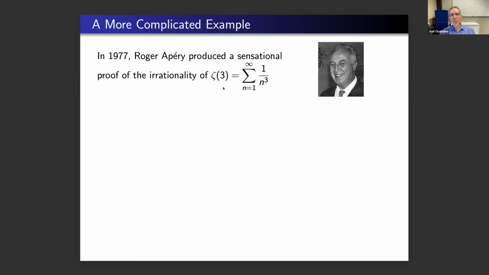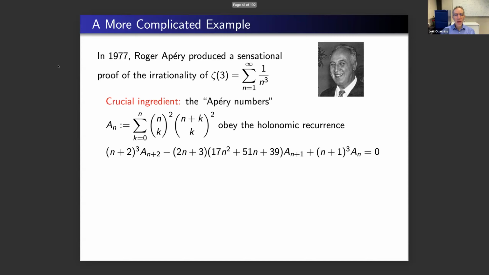Now let's have a look at a slightly more complicated example. About 50 years ago, Roger Apéry produced what was described as a sensational proof of the irrationality of zeta of 3. And the critical ingredient were these Apéry numbers, which are defined by this kind of combinatorial expression. And it turns out they obey the following holonomic recurrence, which you have on your screen. It doesn't matter exactly what it is, but you can see it's a holonomic recurrence.